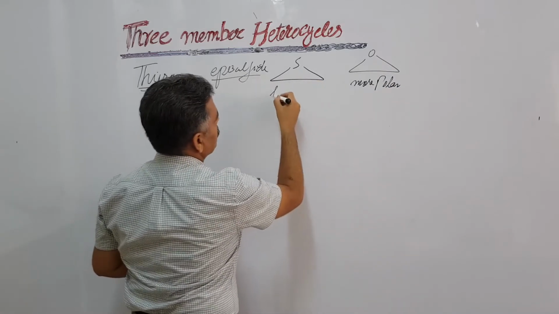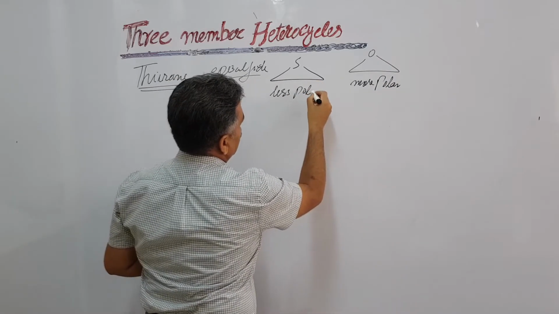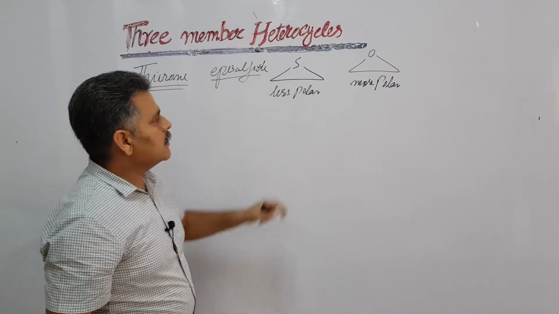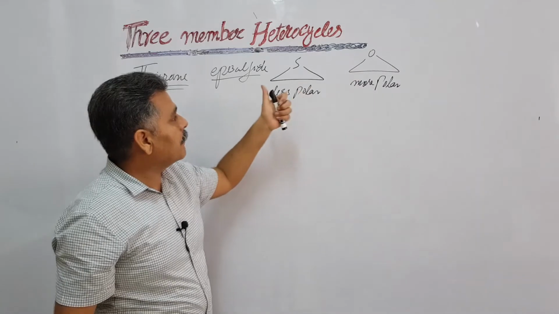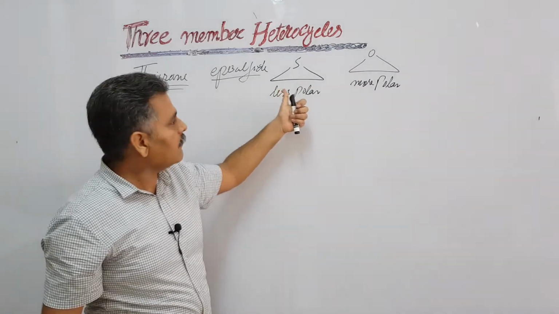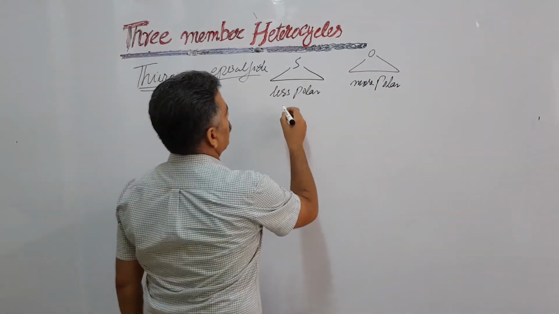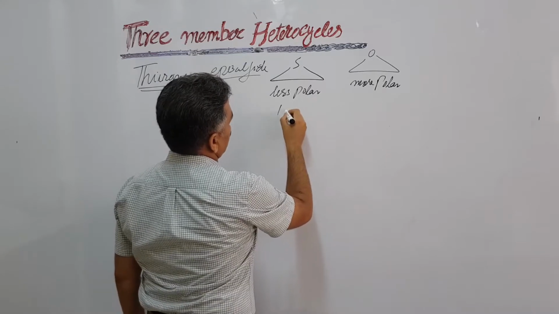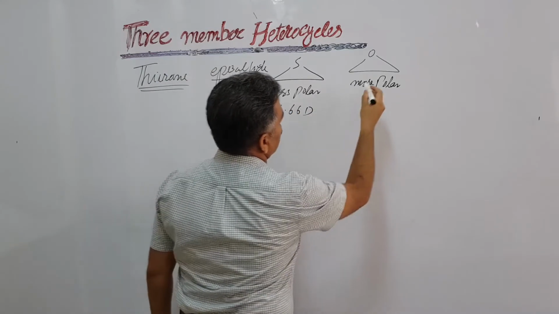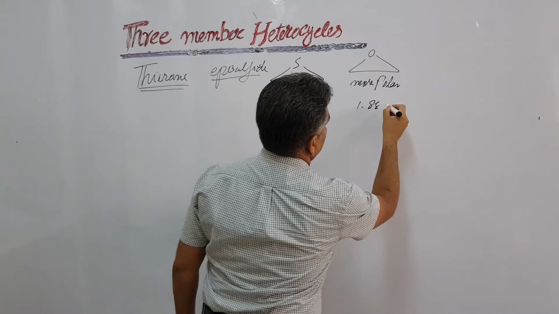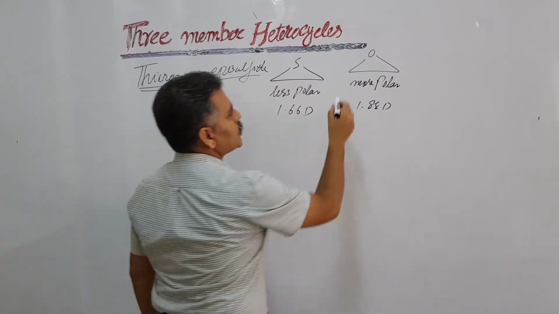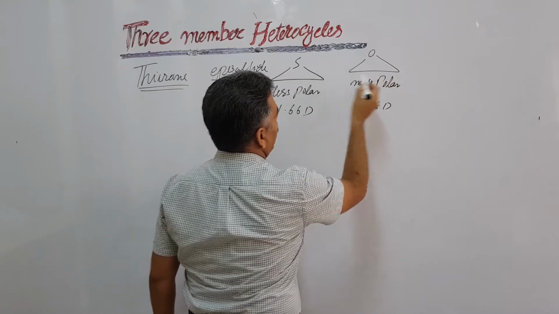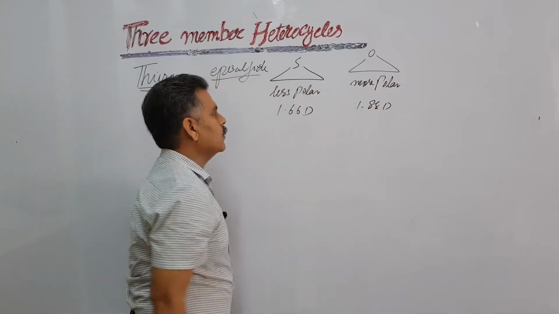and Thiirane is less polar. The dipole moment value of oxirane is higher as compared to the dipole moment value of this Thiirane. Its dipole moment value is 1.88 D and it's 1.66 D. So it indicates that these two carbons are more electropositive as compared to these two carbons.